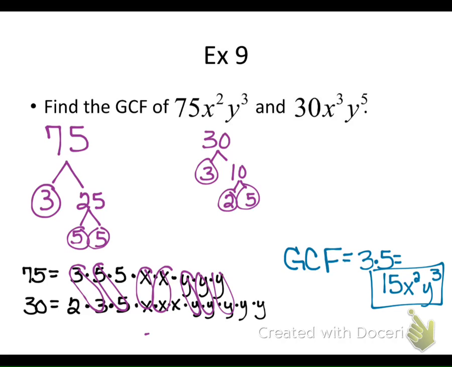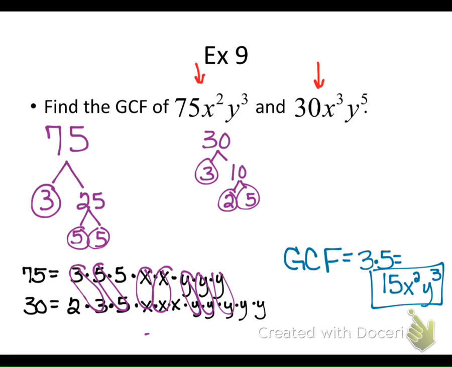But let's say that it was 30x to the third, y to the 15th. Are you really going to want to write out 15 y's? No. That's going to take a lot of time. So there's a shortcut. How I do it, I look up at the top here. After I do my factor tree, and after I write out my factors, I don't write out the variables longhand.